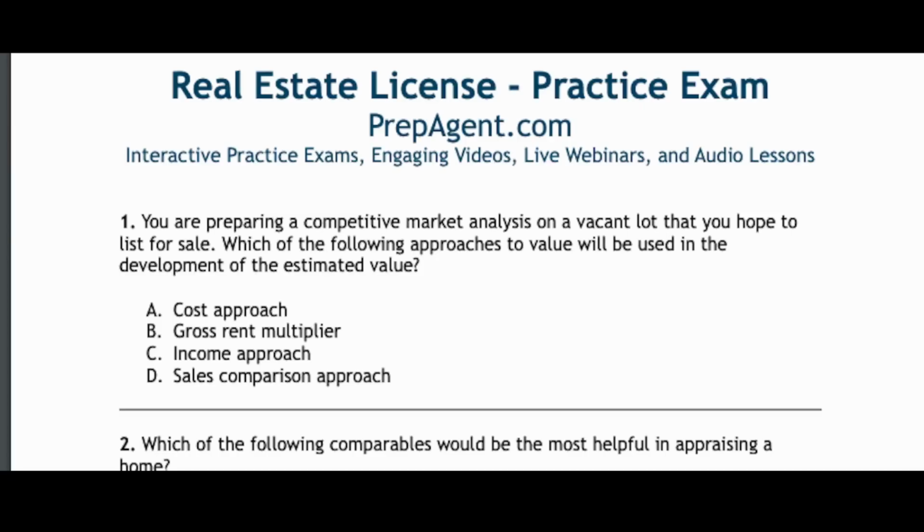All right, real estate license practice exam. First question. You are preparing a competitive market analysis on a vacant lot that you hope to list for sale. Which of the following approaches to value will be used in the development of the estimated value? A, cost approach. B, gross rent multiplier. C, income approach. Or D, sales comparison approach.